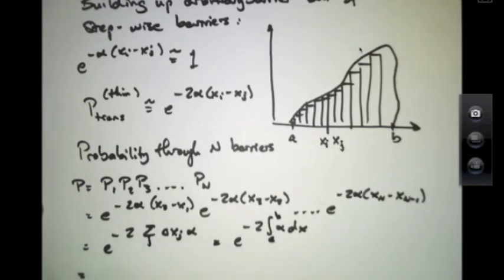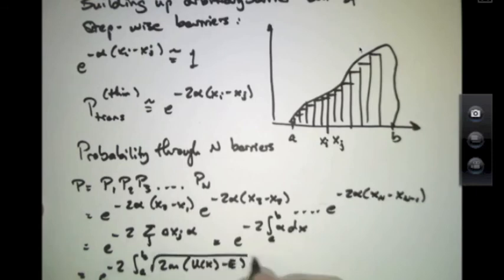We'll plug in what alpha is. This becomes e to the minus 2 integral from A to B, square root of 2m (u of x minus e) dx over h bar. That's the expression for the probability.